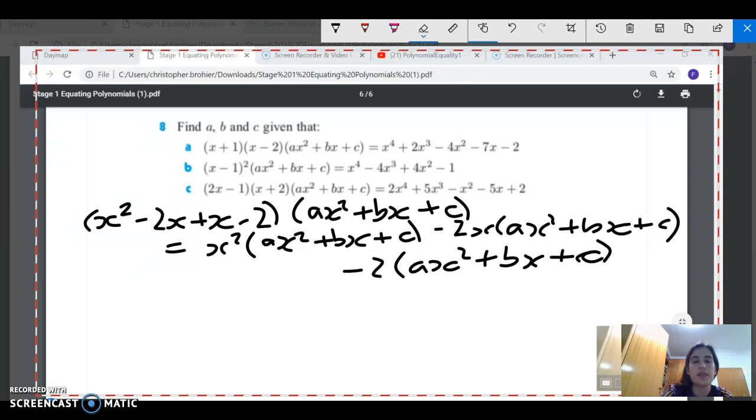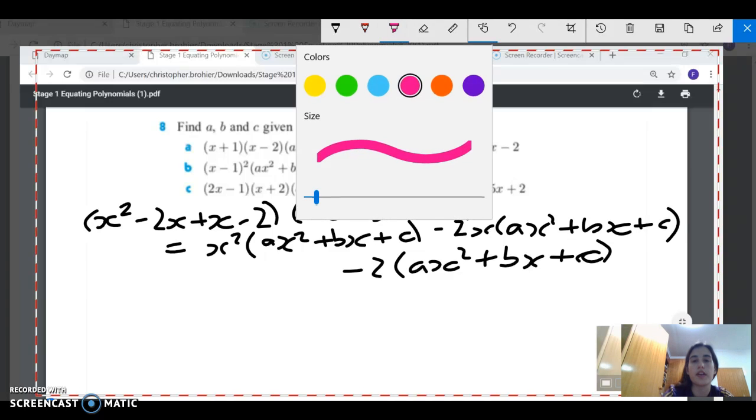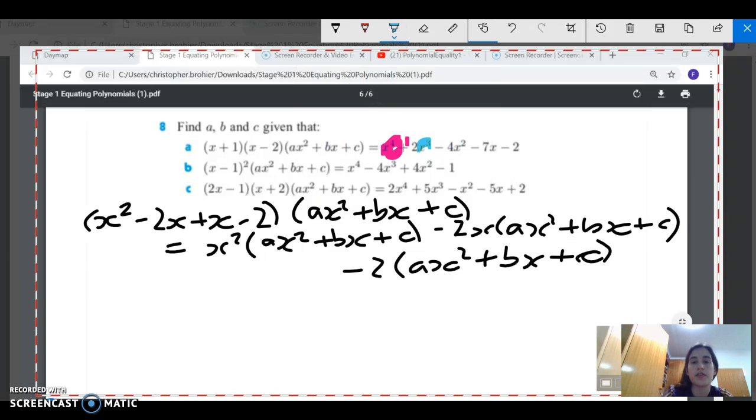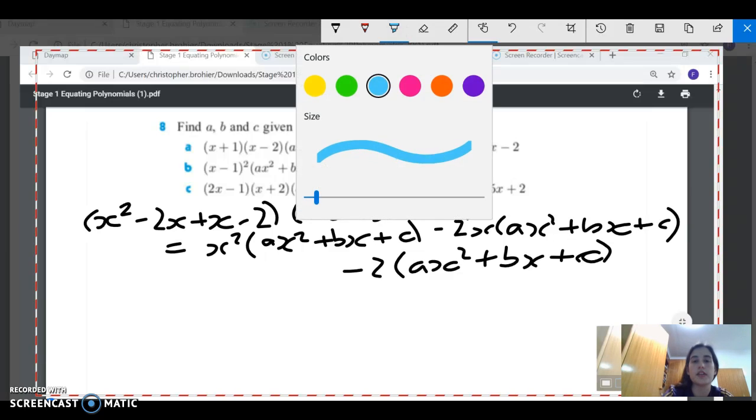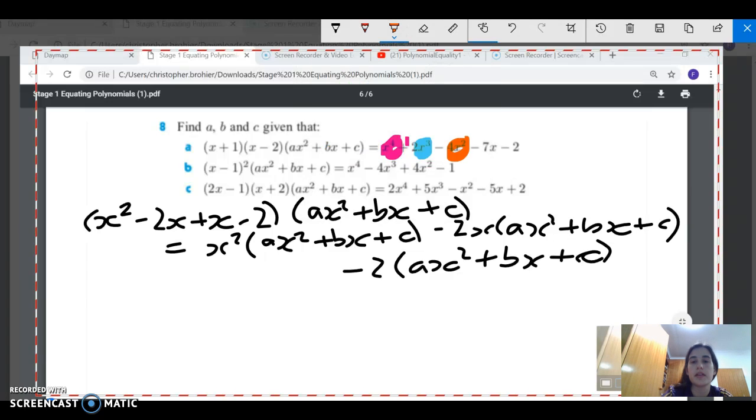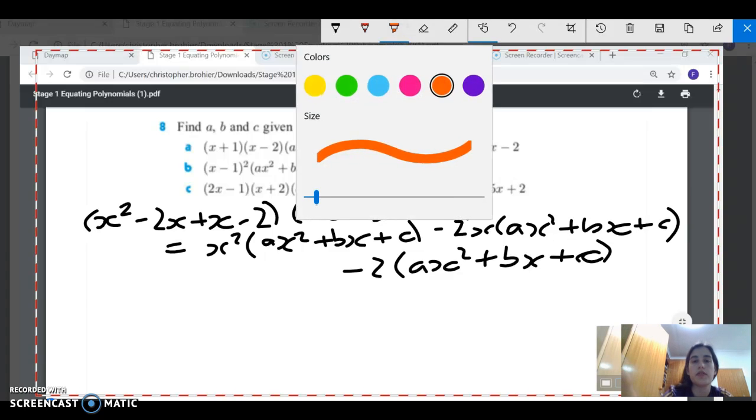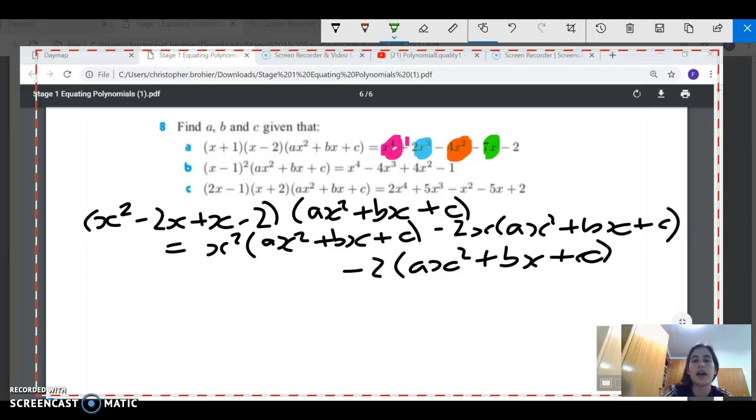Now, we also have a whole lot of coefficients. We've got a coefficient in front of the x to the 4 term, a coefficient in front of the x to the 3 term, a coefficient in front of the x squared term, a coefficient in front of the x term, and just a constant over here. So we've got all these different terms. We want to equate terms.